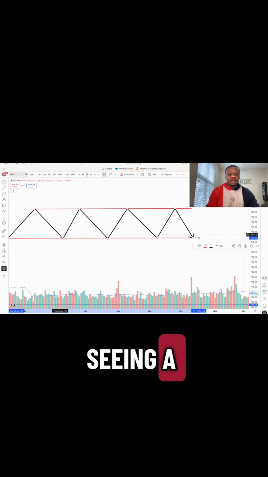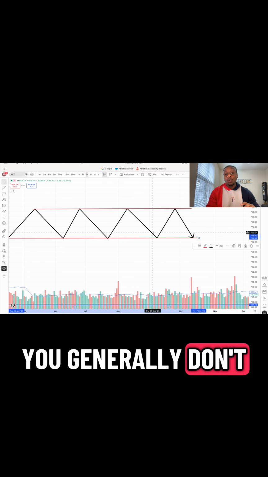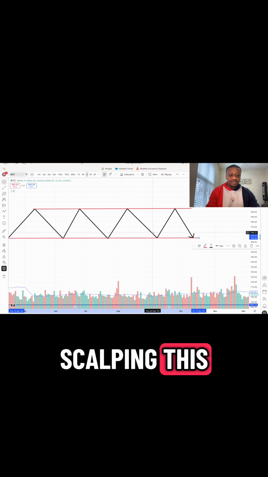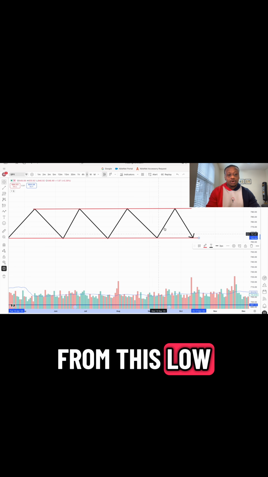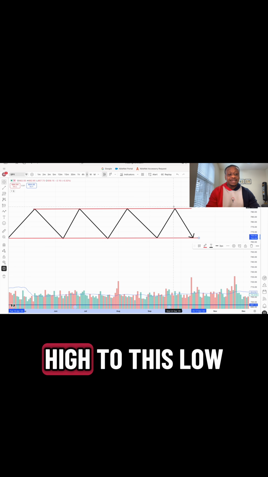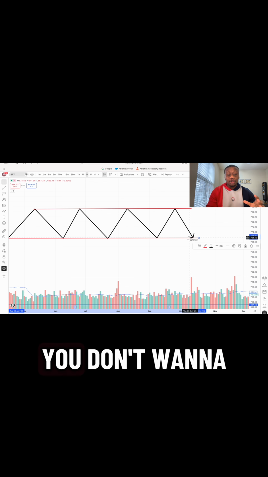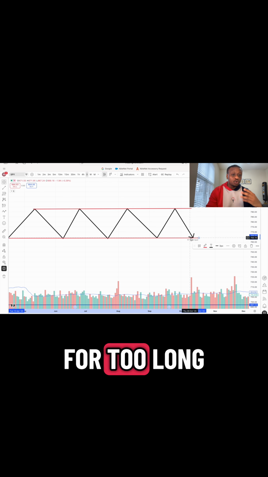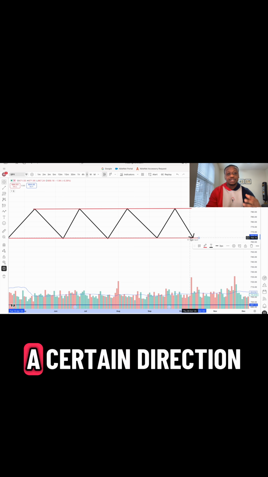So whenever you're seeing a consolidation pattern, you generally don't want to trade this unless you're scalping this. You could scalp it from this low to this high or from this high to this low. But in general, you don't want to stay in these type of trades for too long because the stock has not picked a certain direction.